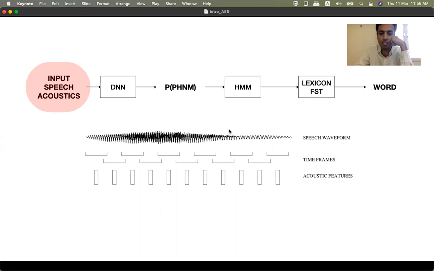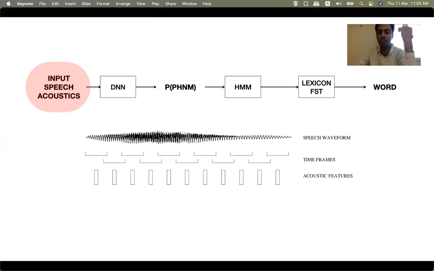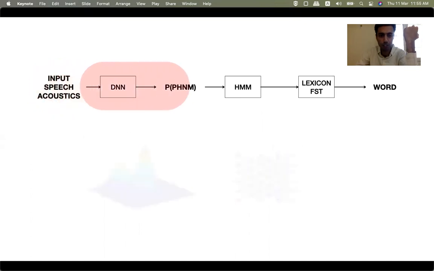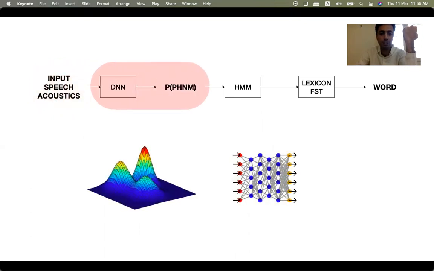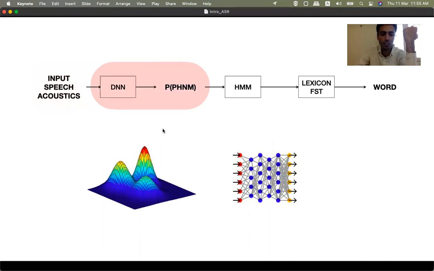So this you have already seen: you have a speech waveform, you do time frame analysis, you extract some acoustic features, and you know that these features are such that they capture the spectral envelope of your speech. Now you go to your DNN part. What does it do? You can use Gaussian mixture models or DNNs, whatever you like, to basically estimate the probability of the state given the X.